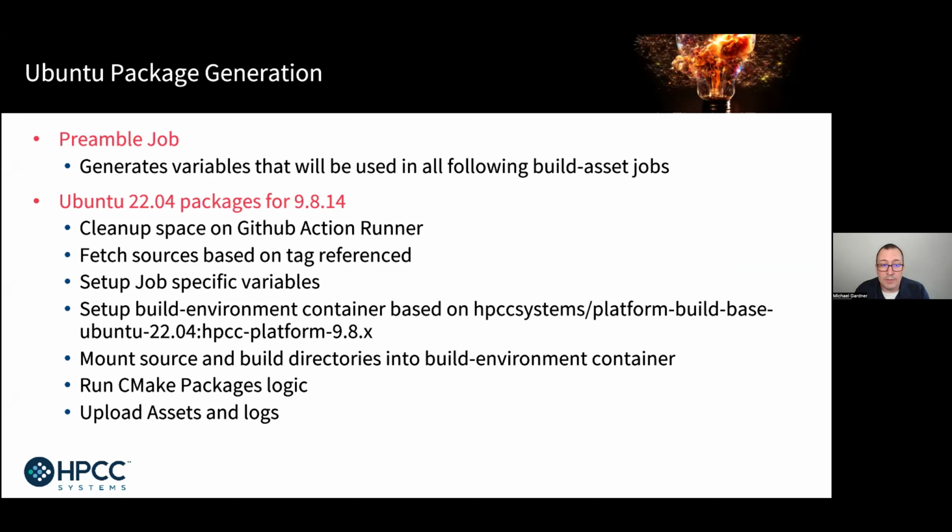Now that we have that image, we can run it as a container locally on the GitHub Action runner in order to take the runner and turn it into a way of running basically any target distribution that we want. We take our source directories that we fetched earlier. We take build directories that we generate and clean out right before the build. And we go ahead and we mount those into that container. And we run our CMake package logic.